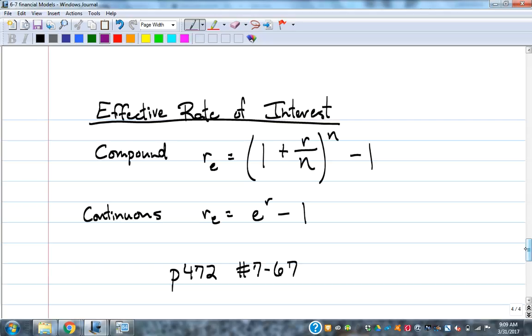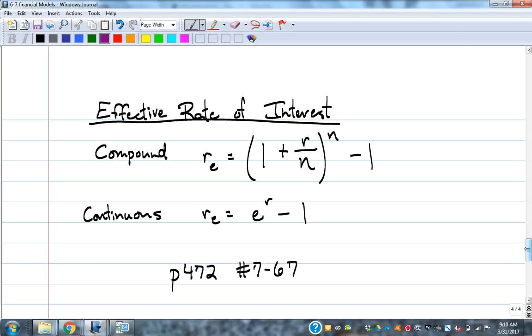Like if they say compare an investment at 6% interest compounded quarterly to an investment that's continuous interest, but it's only 5.5%. You could get the effective rate of interest and compare those two, and that would tell you which one's the better investment. The better simple interest rate is the better investment. So those formulas are just plug in, work out, and get the number, compare the numbers. The bigger the number, the better.